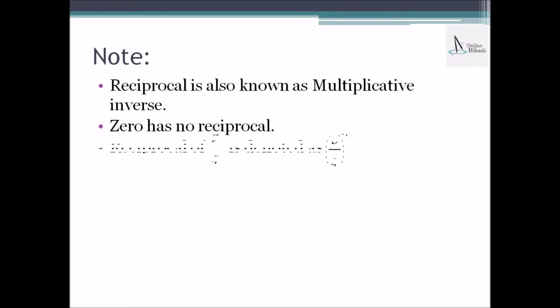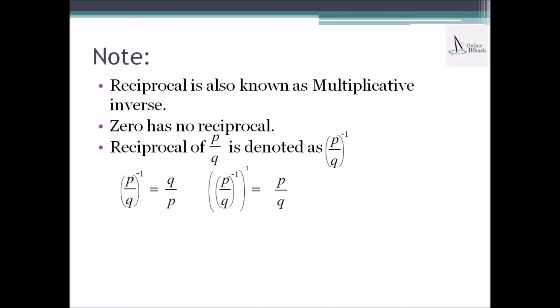Now the reciprocal of p by q is denoted as (p by q) inverse 1, that is, p by q whole to the power minus 1. It is known as inverse 1. So when I say p by q inverse, or reciprocal of p by q, that means (p by q) to the power minus 1, which is equal to q by p, the reciprocal.